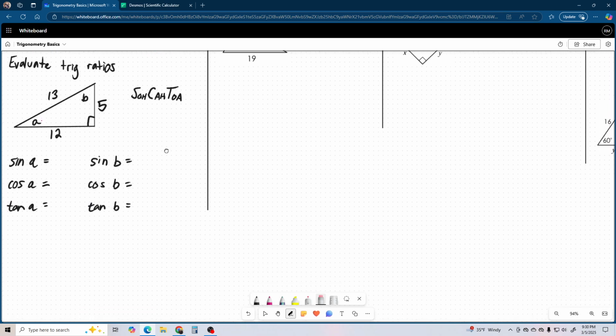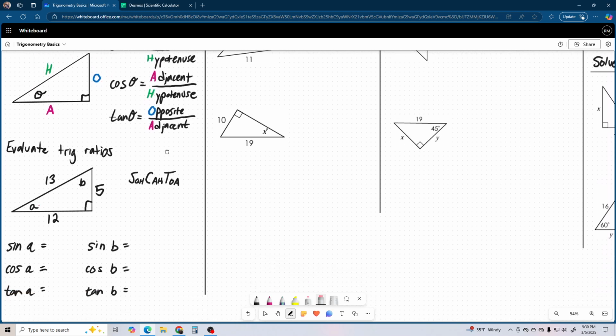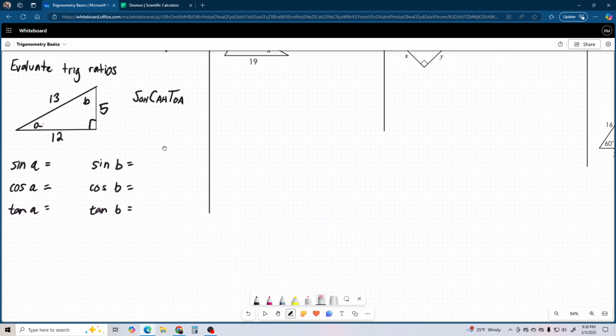Speaking of which, let's go ahead and practice what this would look like. We've learned the theory behind how it works, so let's put it into practice. Evaluating trig ratios, we have our SOHCAHTOA here. If you need to write this out, then I would recommend doing so just to get a feel for it. The first thing we're going to find is our sine, cosine, and tangent of A.